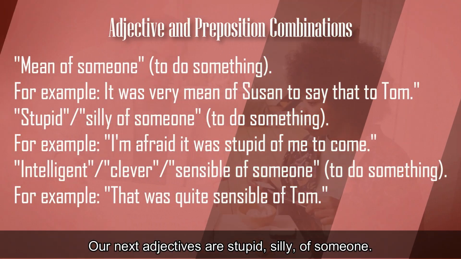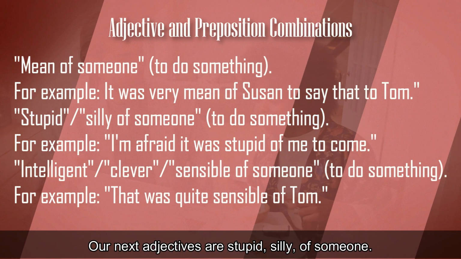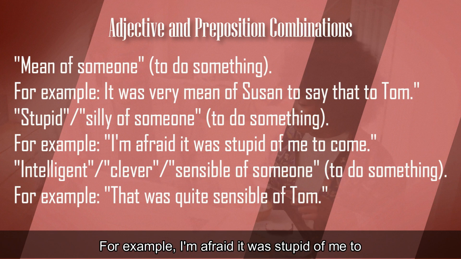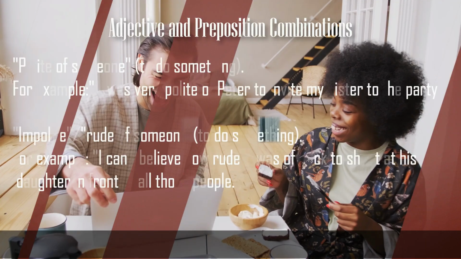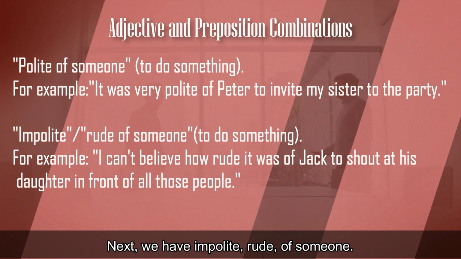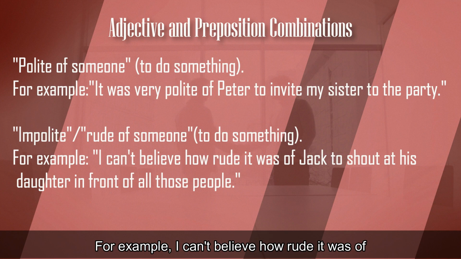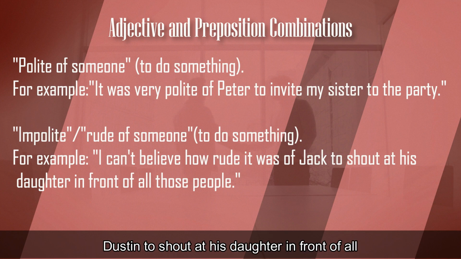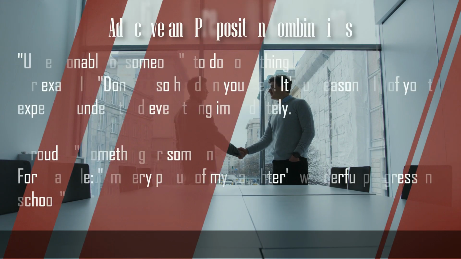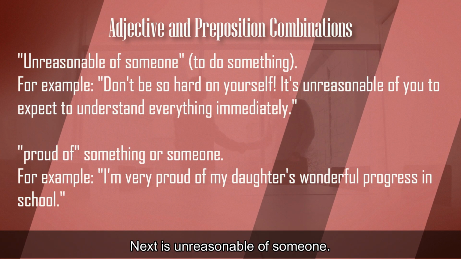Our next adjectives are stupid, silly, of someone. For example, I'm afraid it was stupid of me to come. Next, we have impolite, rude, of someone. For example, I can't believe how rude it was of Dustin to shout at his daughter in front of all those people.